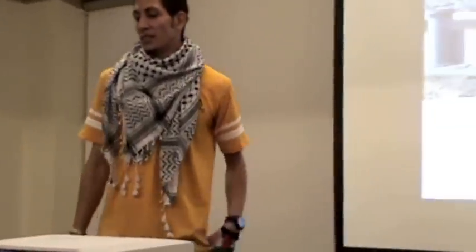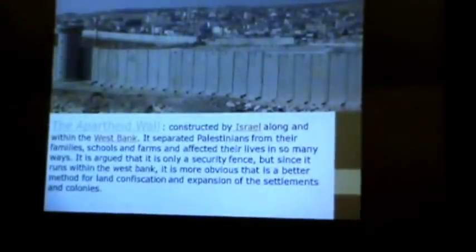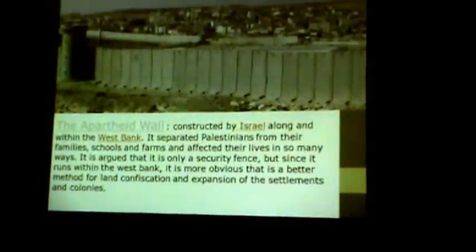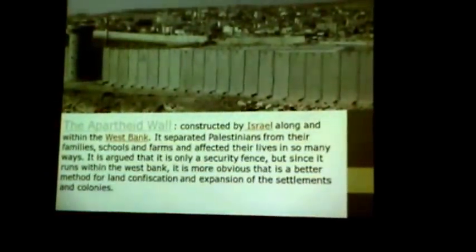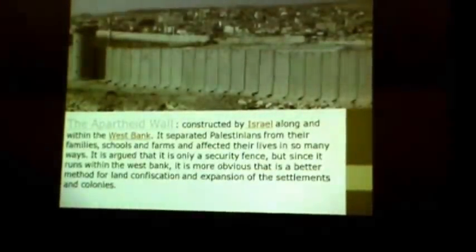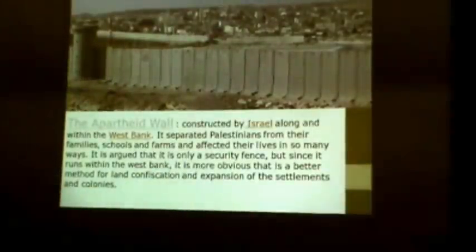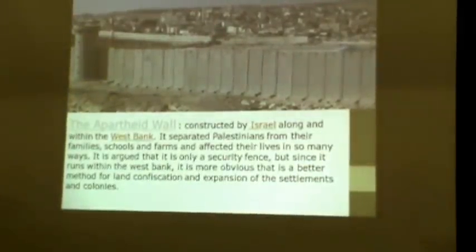The apartheid wall. Guess how tall this wall is? Who can guess? 15 feet. 100 feet, meters. One meter equals 3.5 feet. So it's almost like 17. Like it's from 20 to 25 meters. So like 60 to 80 feet.